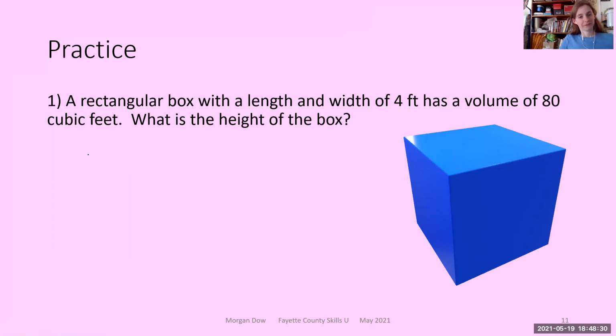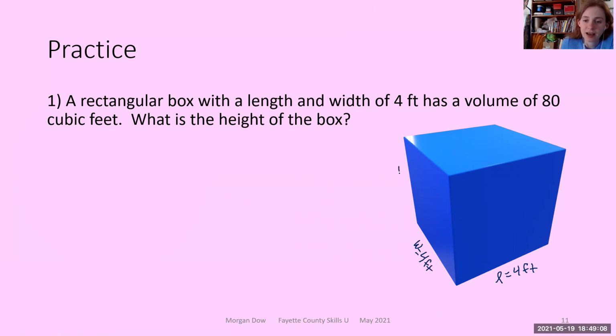So number 1, a rectangular box with a length and width of 4 feet has a volume of 80 cubic feet. What is the height of the box? So I've got a box here to help you think about it. But if you have a box sitting next to you, you could take that out and look at it to help you think through this. So it has a length and width of 4 feet. I'm going to go ahead and label that here. The length is 4 feet. The width is 4 feet.